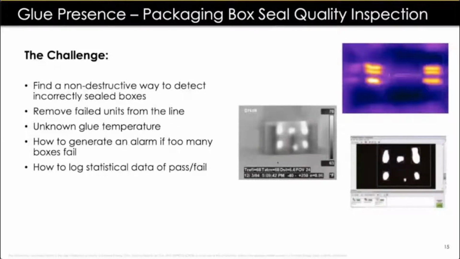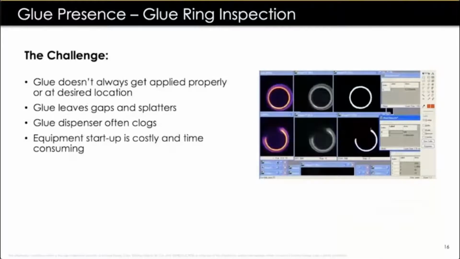If we saw that we didn't have enough glue in a particular area, or if it was in the wrong location, then we would send a fail signal back to the PLC and say, take this particular product off the line. So this was a successful project, and I know that many more have been done throughout the world on doing these types of packaging or box seal inspections with glue and adhesive. But this was a very neat project.